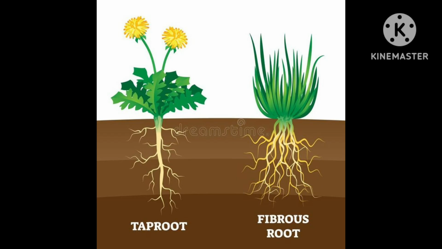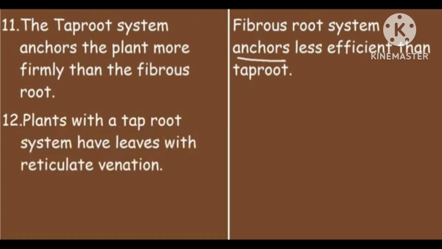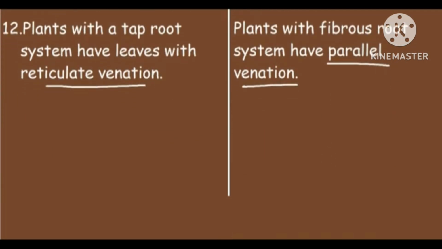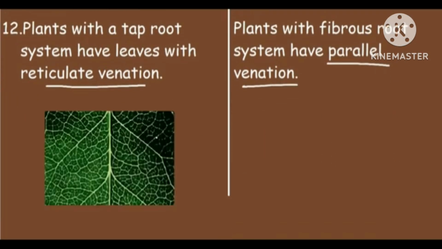The taproots will hold the plant very firmly as they go deep into the soil, whereas fibrous roots will be spreading and will be very weak. Thus, taproot will withstand any kind of climate, whereas fibrous won't. Next difference is plants with a taproot system have leaves with reticulate venation, whereas fibrous root plants will have parallel venation. This is the structure in the leaf.